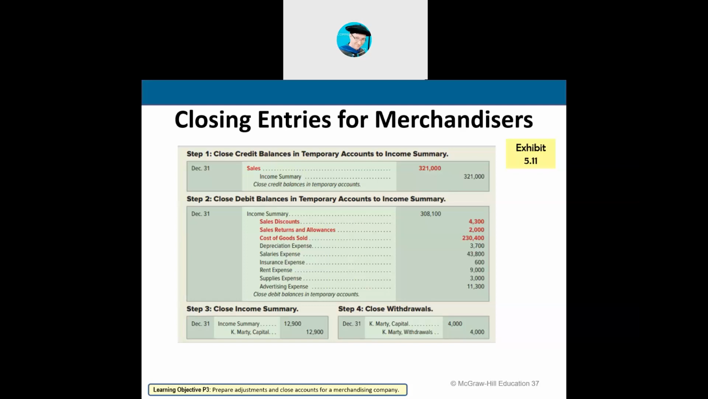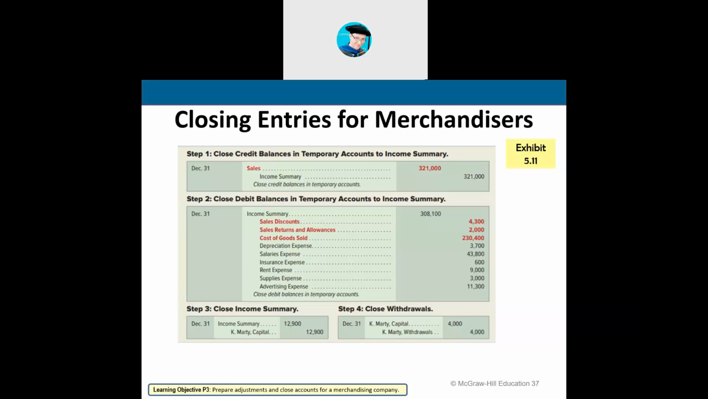But for our merchandise business, we have to do what we would always do, and that's close our temporary accounts at the end of the year. We debit sales, credit income summary. Income summary, as you recall from the closing process, is representative of our retained earnings. Debit sales, credit income summary to close out our sales accounts for the year.